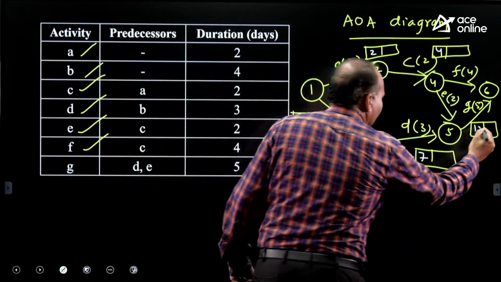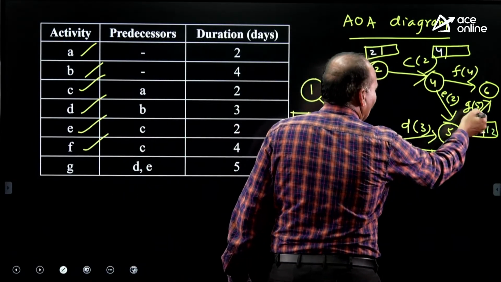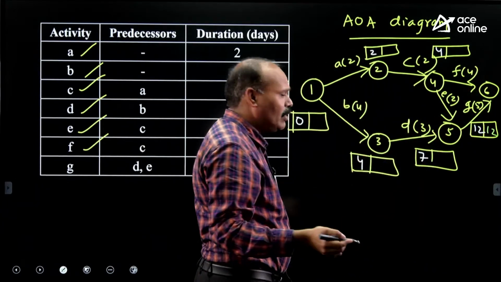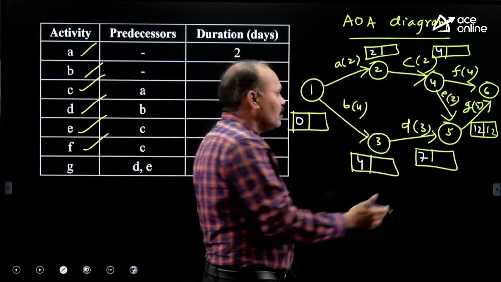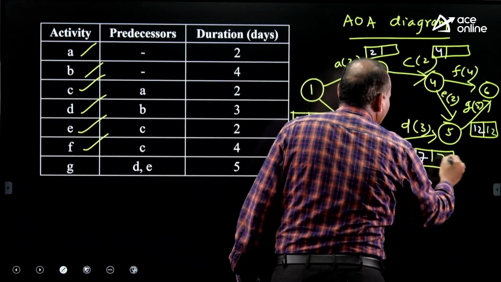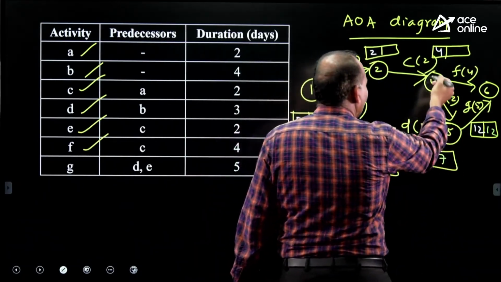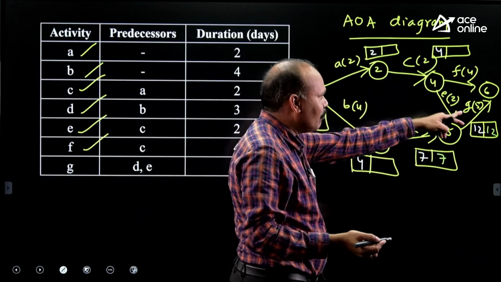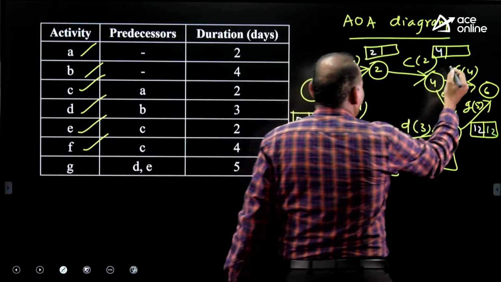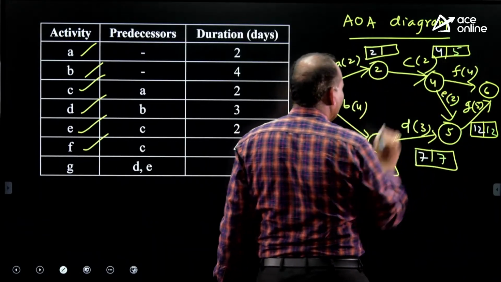Now you can have 12 here, like 6th event value 12. Now go to the 5th event, 4th event, 3rd event in the reverse direction, the backward pass. So 12 minus 5, 7. And for the 4th event, 7 minus 2 and 12 minus 4. Minimum you will take. From E's point of view 5. From F's point of view 8. Which one will you take? Minimum, 5. 7 minus 2, 5.